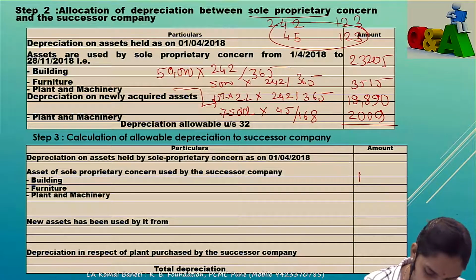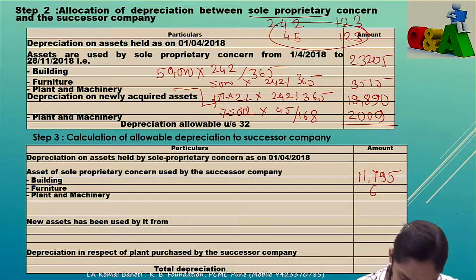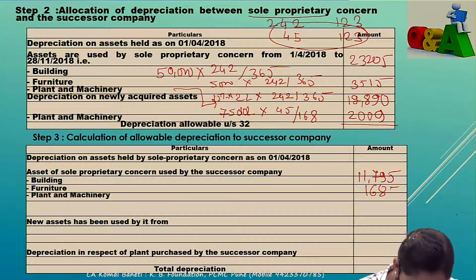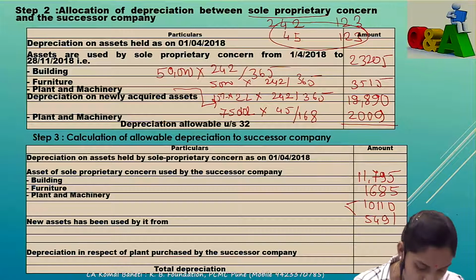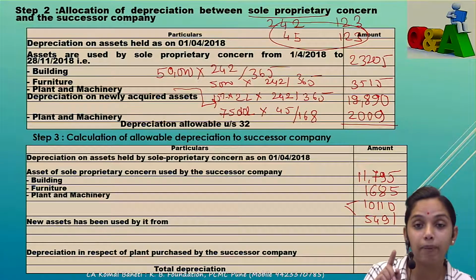The building amount आएगा 11,795. Correct? For the furniture it would be 1685. For the plant and machinery there will be two items. एक आएगा 10,110 and 5491.